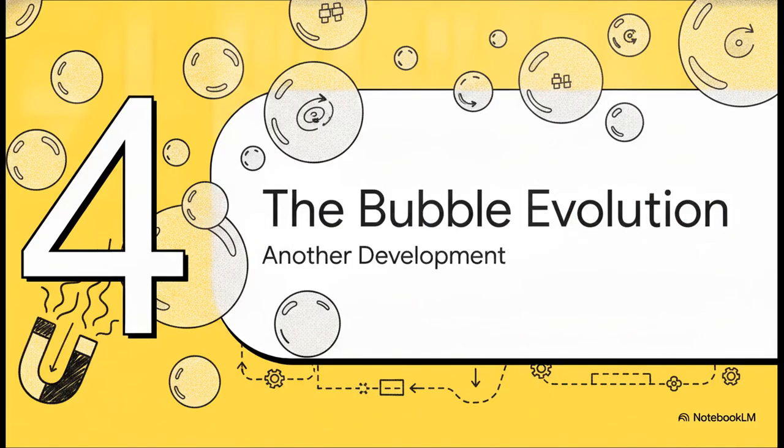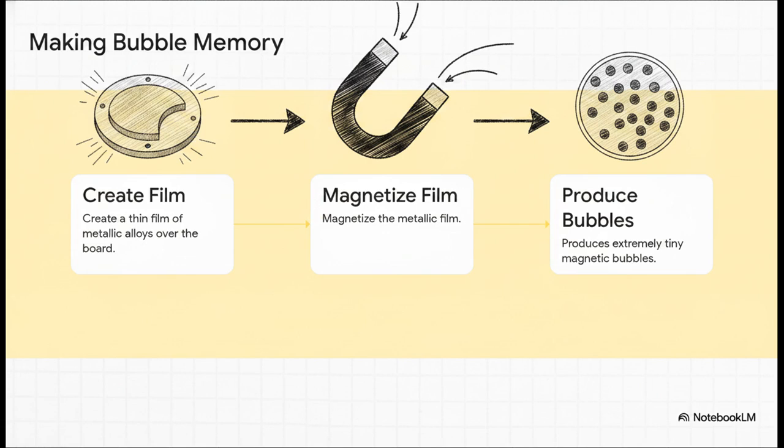Section 4. The bubble memory evolution. The writers signaled this shift into the late 1970s not with a specific date, but with an additive transition phrase: "Another development." And bubble memory is a truly fascinating technological leap. How's it actually made? Well, it's this incredibly precise fluid manufacturing process.